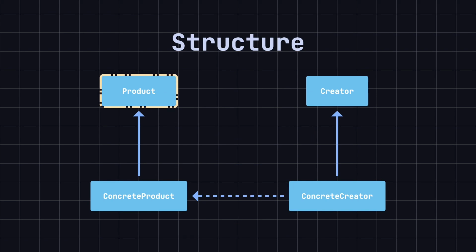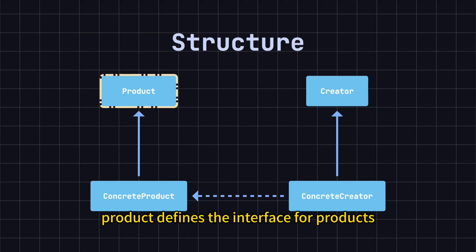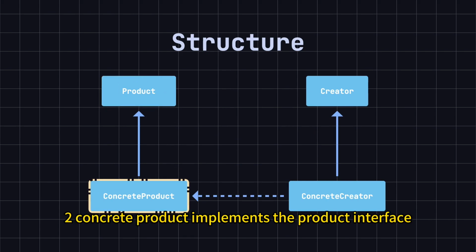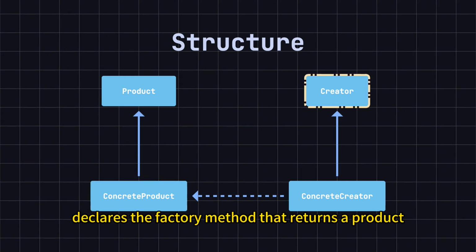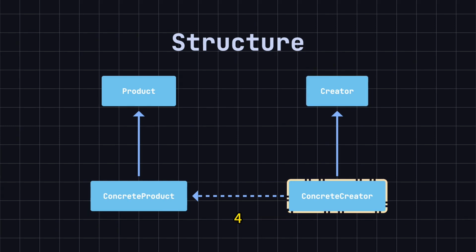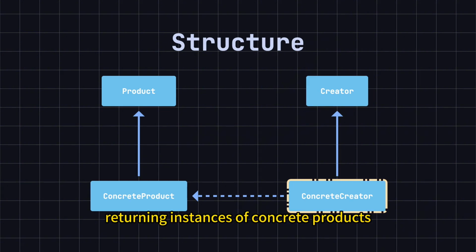1. Product defines the interface for products. 2. Concrete product implements the product interface. 3. Creator declares the factory method that returns a product object. 4. Concrete creator implements the creator interface and the factory method, returning instances of concrete products.